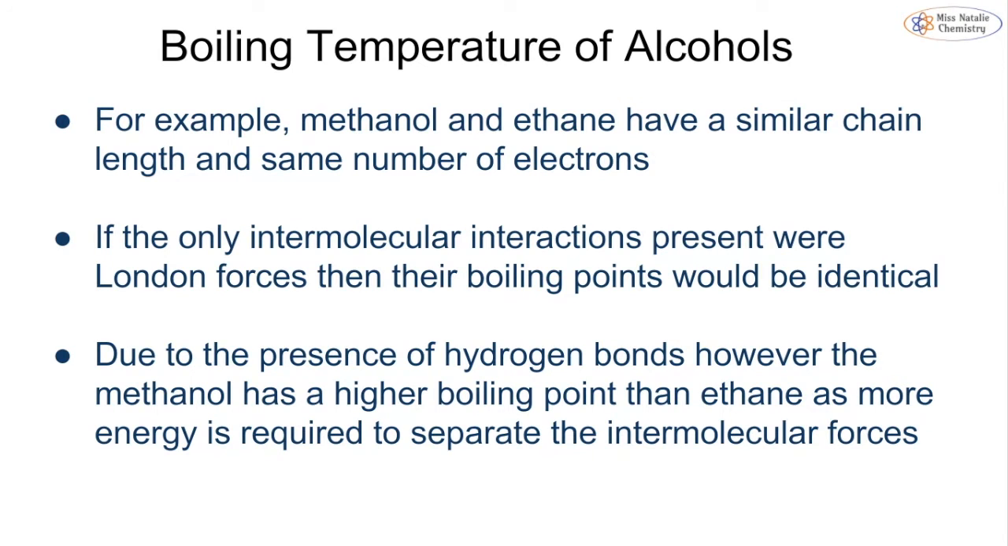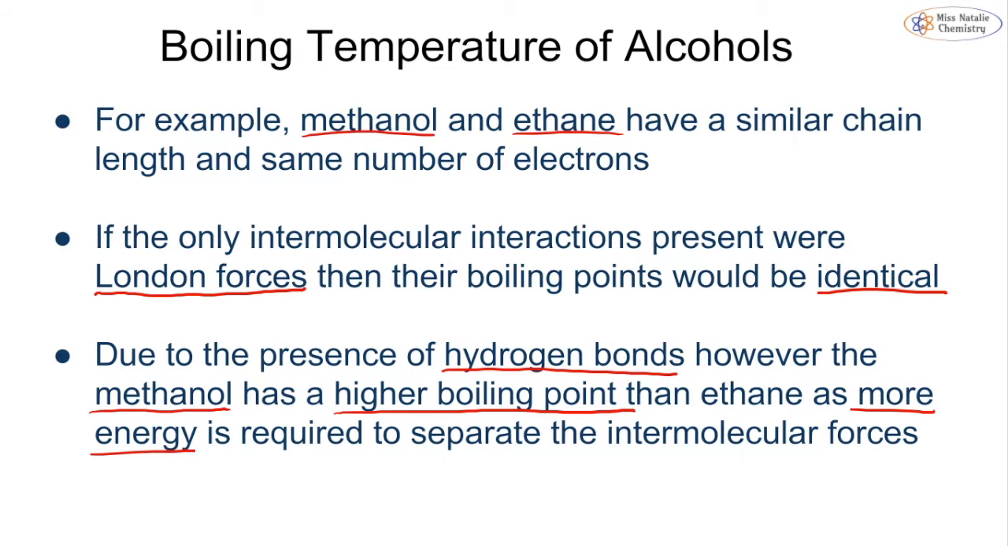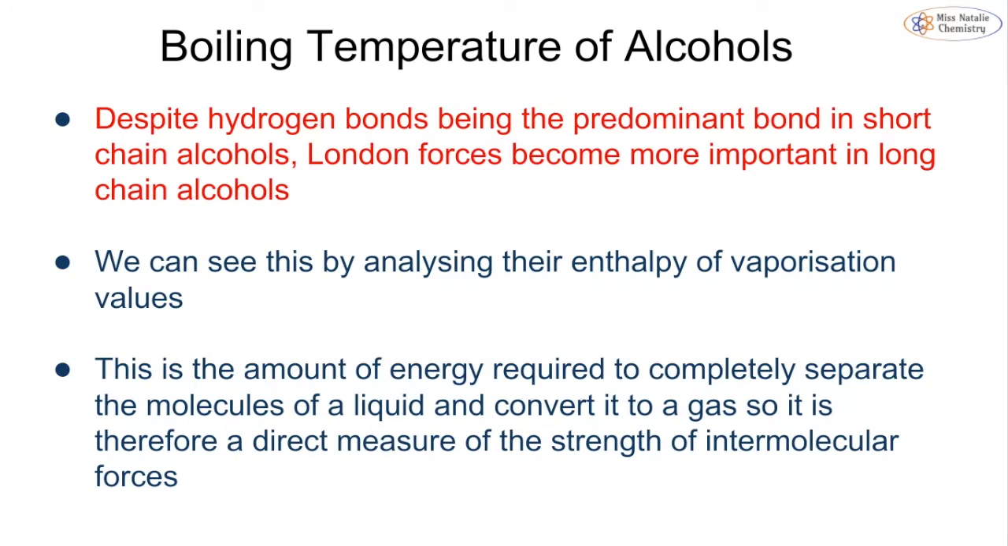Okay, so this is explaining what we've just discussed. Because we have the same number of electrons, if it was only London forces, then the boiling points would be identical. But because we have these hydrogen bonds, methanol has a higher boiling point than ethane, because we require more energy in order to break these intermolecular forces. Now, hydrogen bonds are the predominant bond, so the bond that has the biggest effect. That's what predominant means.